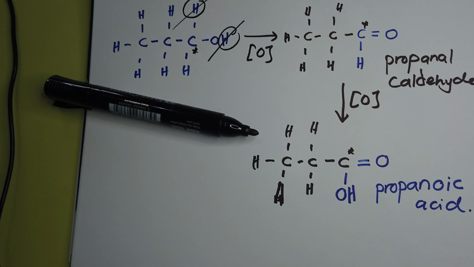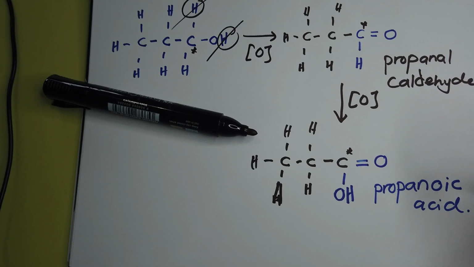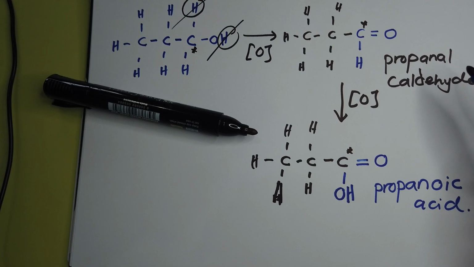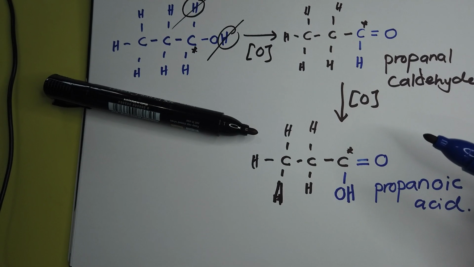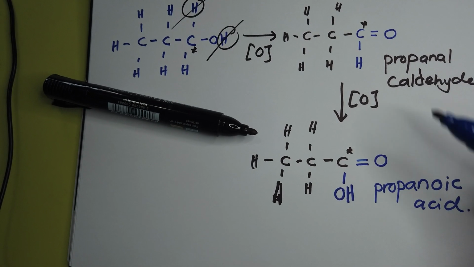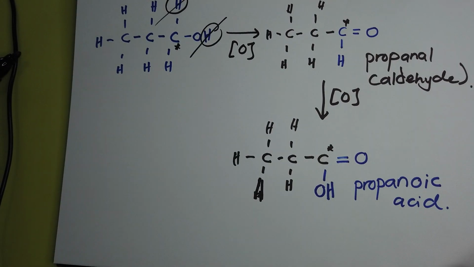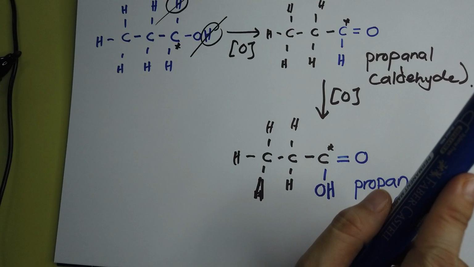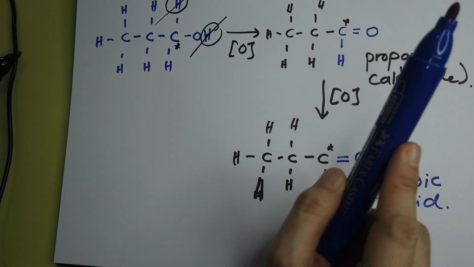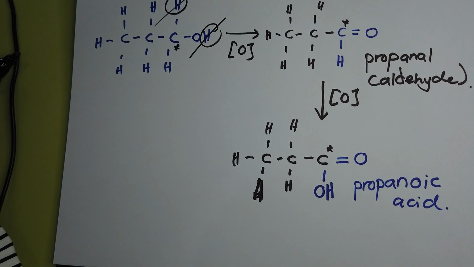So remember, if it's a primary alcohol, it will first turn into an aldehyde, and then if you have excess catalyst, the potassium dichromate, and you reflux it, it will turn into a carboxylic acid. So for a primary alcohol, if you oxidize it, firstly you will produce an aldehyde, and if you oxidize it some more, it becomes a carboxylic acid.